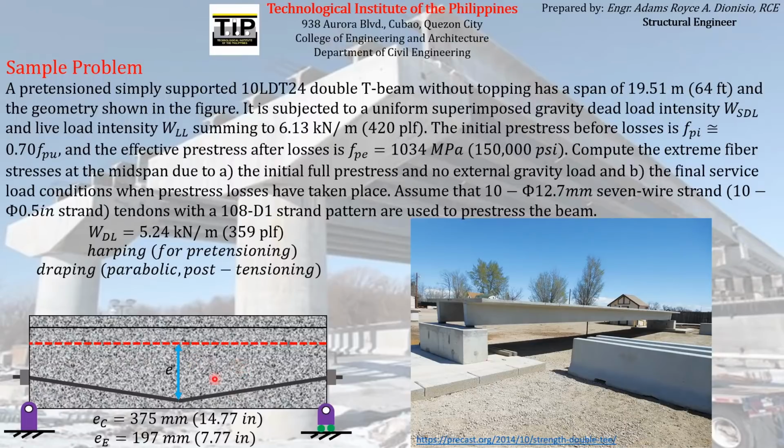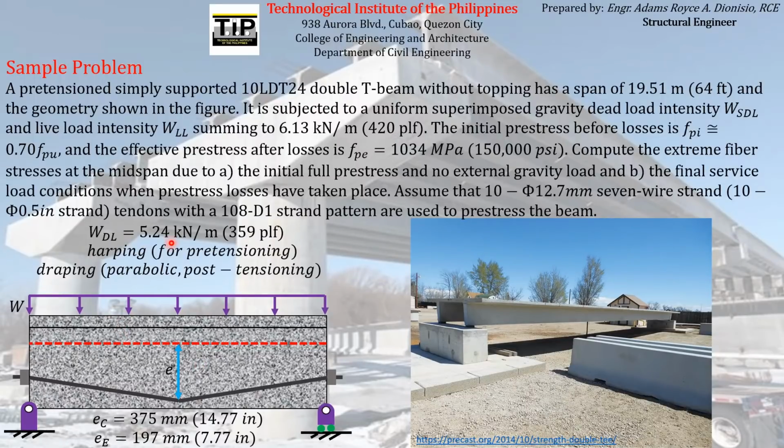So in addition to the superimposed dead loads and live loads that the pretension beam carries, it is also given that the self weight of the concrete beam, the double T beam we are talking about here, has a magnitude of 5.24 kilonewton per meter or 359 pounds per linear foot. So that is the weight of the concrete T-beam that it supports.